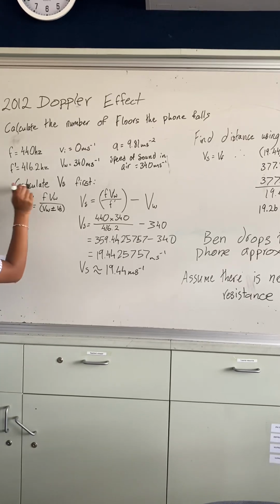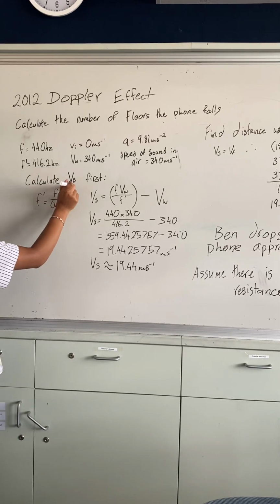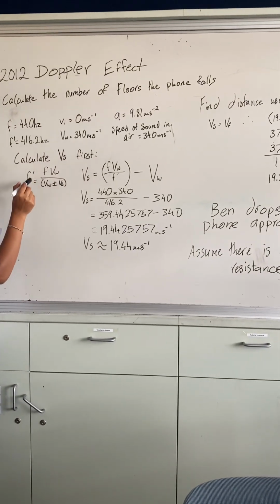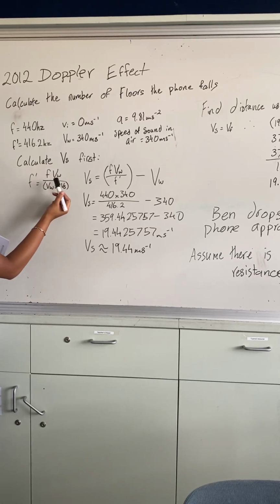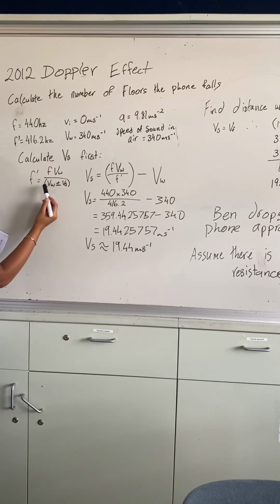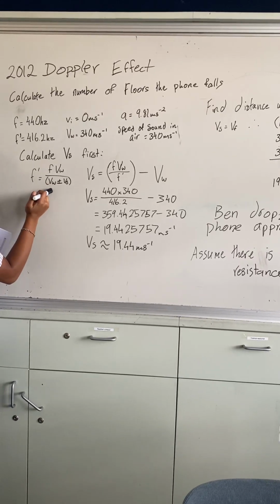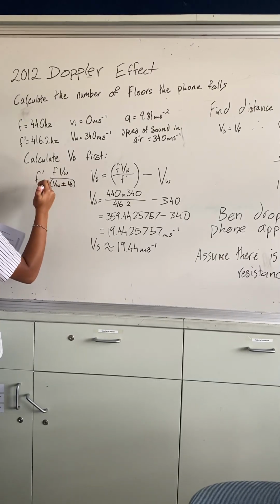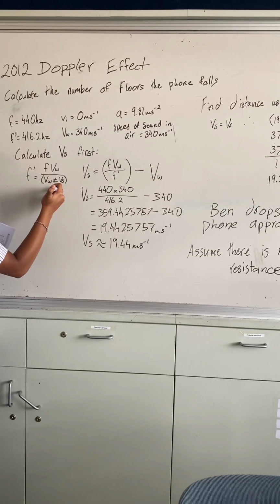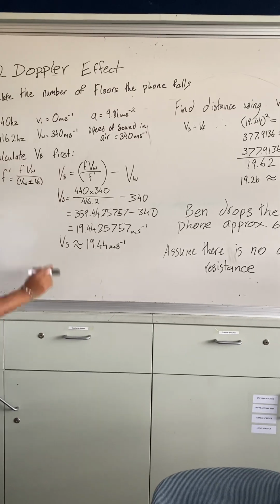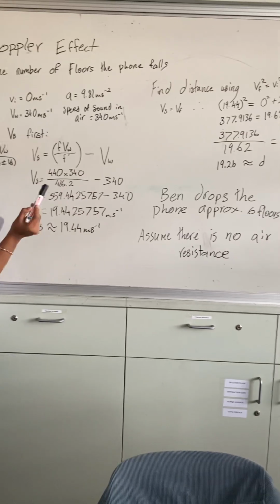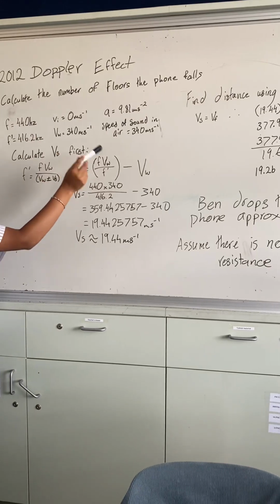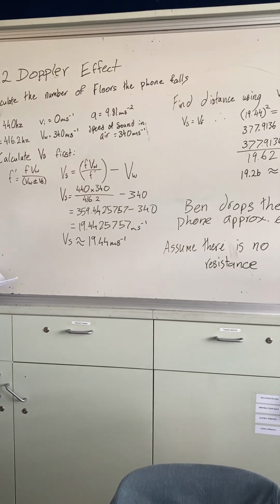Step number 1, you have to calculate the speed of the source. So you're rearranging the equation. Apparent frequency is equal to frequency times velocity of waves divided by the wave velocity plus or minus the source velocity. You rearrange it to get this. Then you're going to substitute in the real frequency, the apparent frequency, and the speed of the wave.